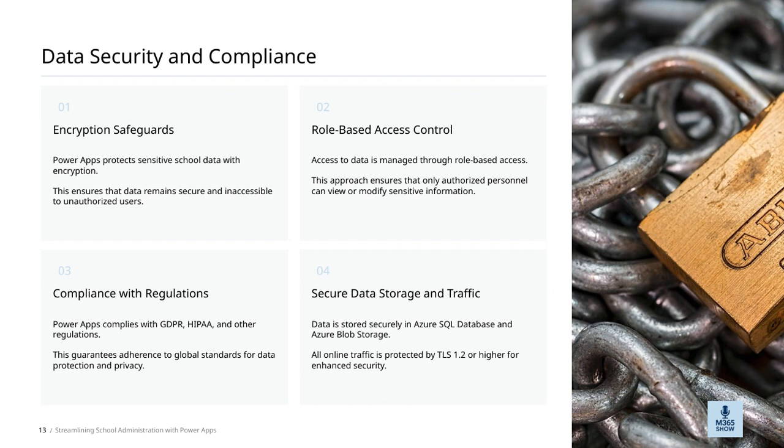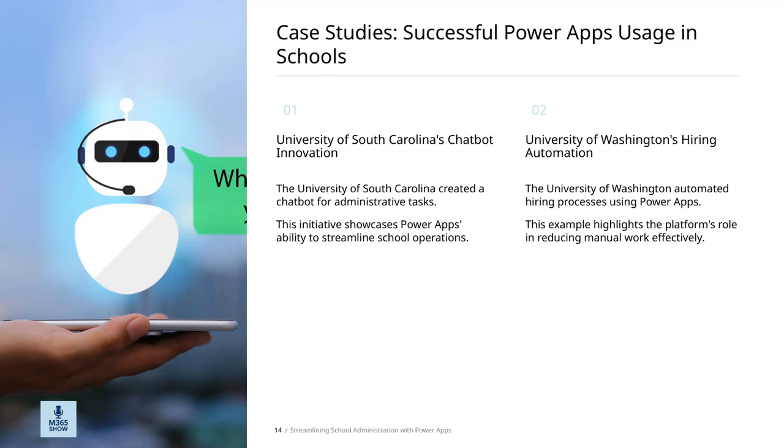Finally, to further protect our data, Power Apps employs encryption not just at rest, but also during transfer. This encryption safeguards sensitive school data from unauthorized access, keeping it secure and confidential at all times. All these measures come together to create a secure environment that supports our goal of efficient, compliant school management through Power Apps. Let's take a look at some real-world examples of how Power Apps is making a difference in educational institutions.